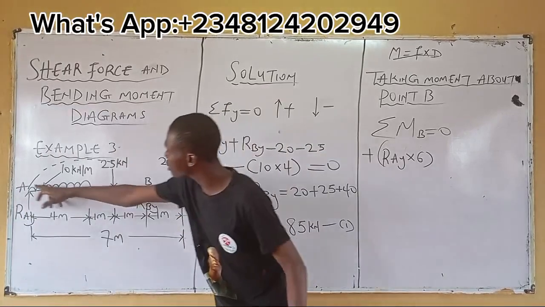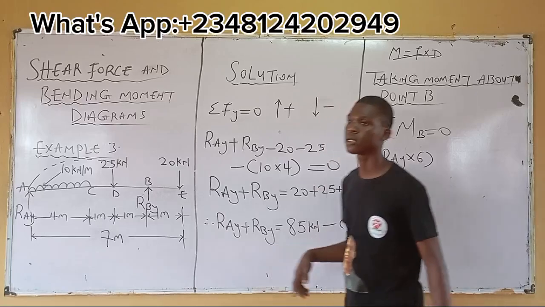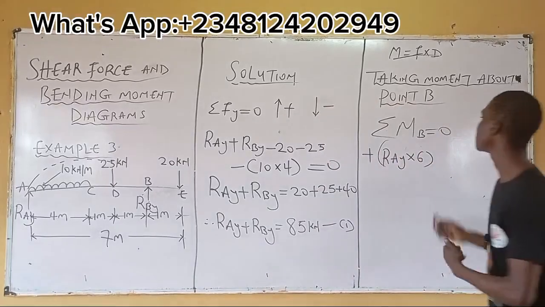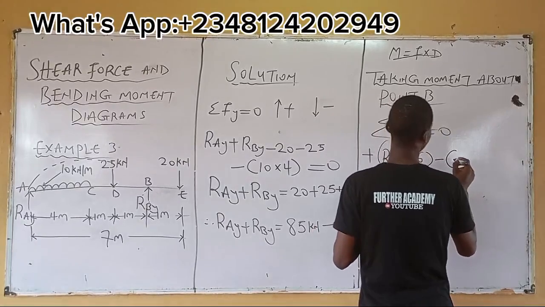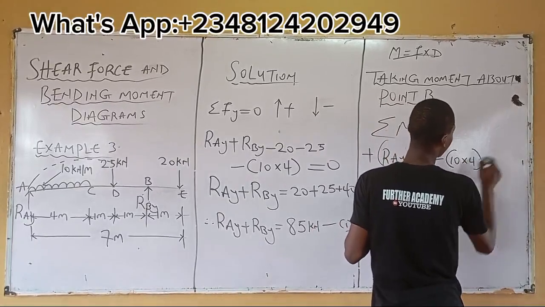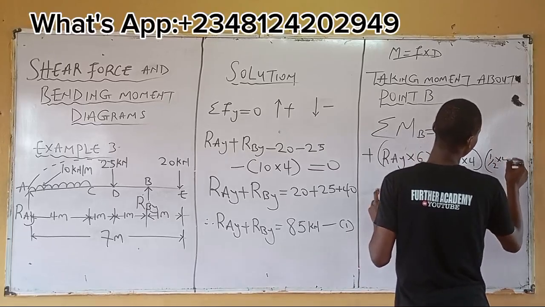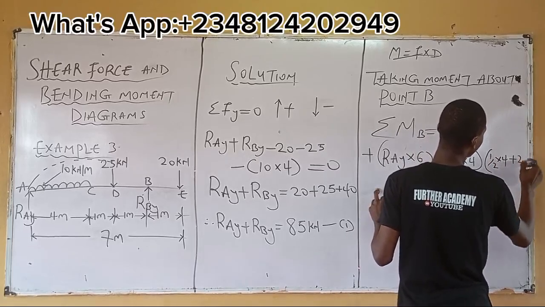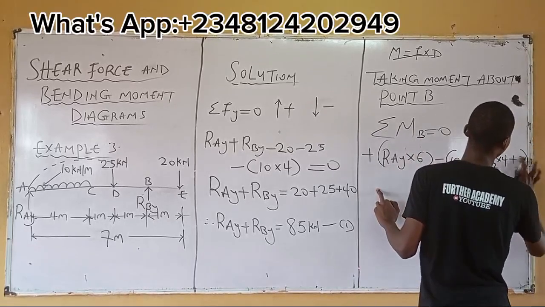Now, the question is, am I going in a clockwise direction or anti-clockwise? Anti-clockwise. Meaning I have negative, all into brackets, 10 times 4, all into brackets, 1 over 2 times 4, plus 2. Plus 2. Alright, moving on.